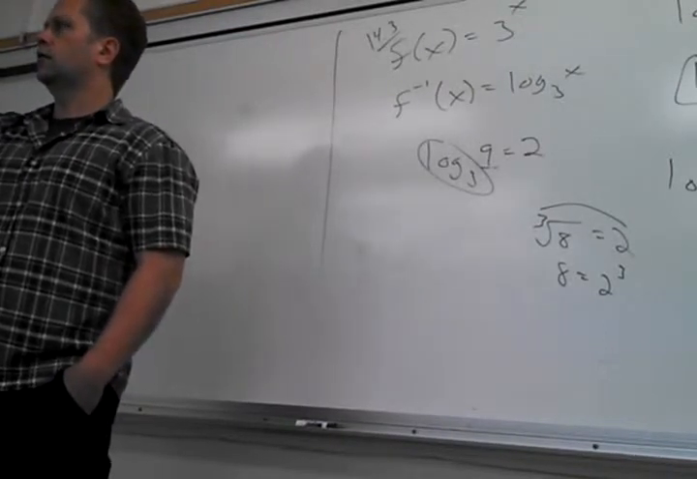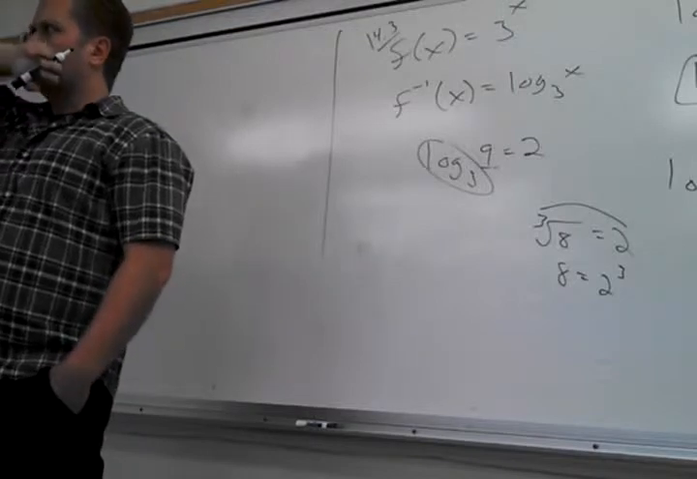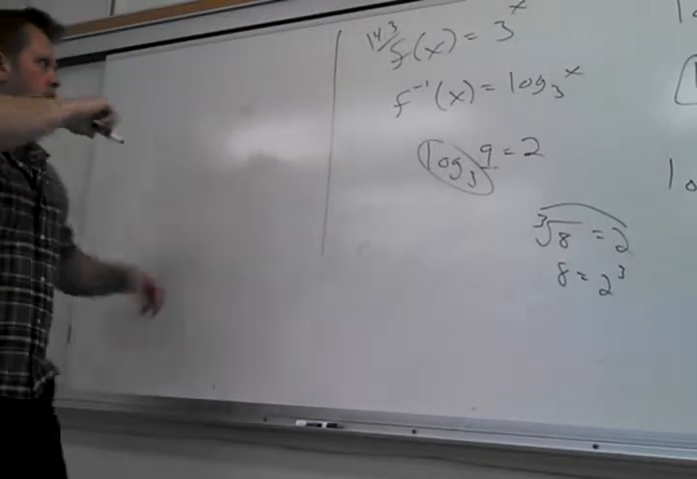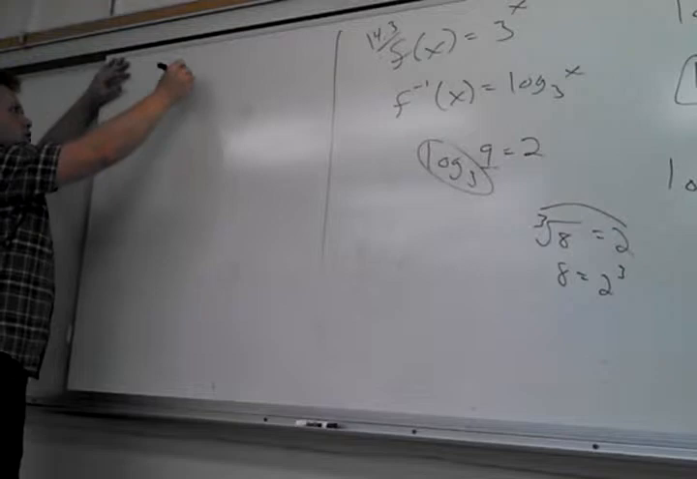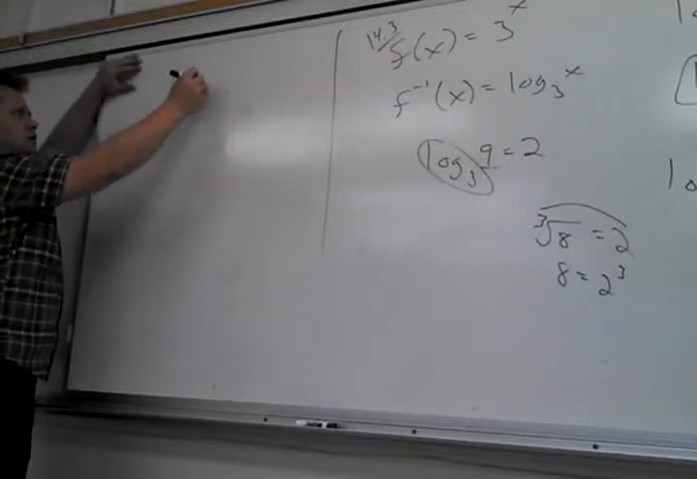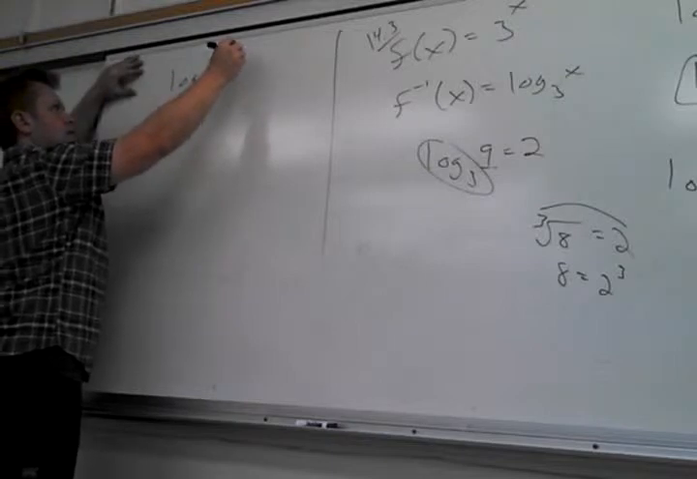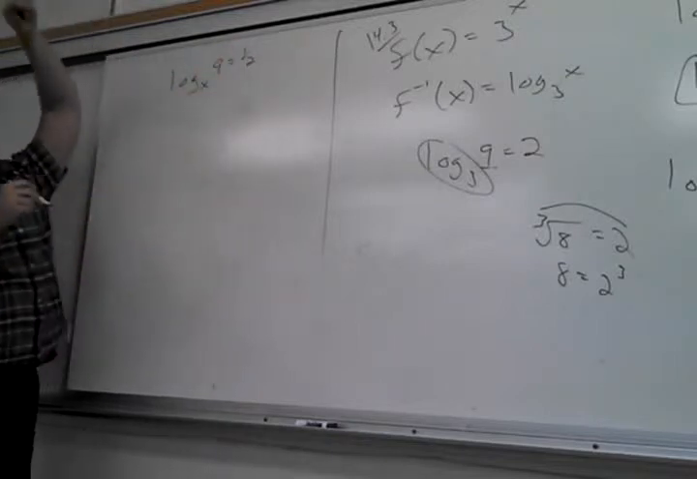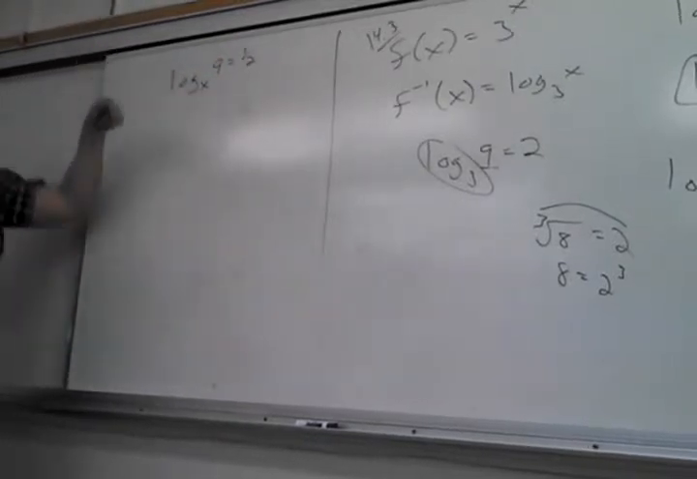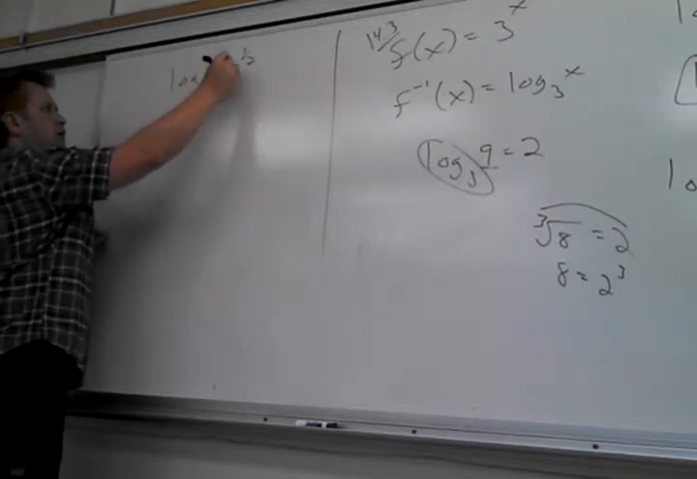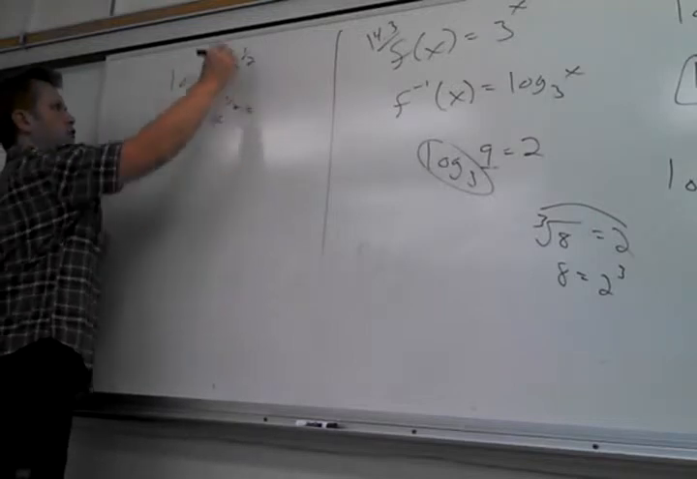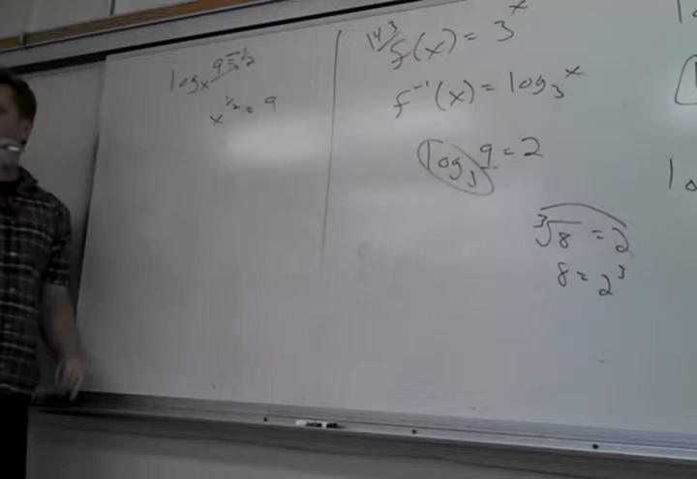I just have a question. For example, if the log is x, and then they give you everything else: log base x of 9 equals 1/2. How do I rewrite that in a different form? x to the 1/2 equals 9. And how do I solve that?